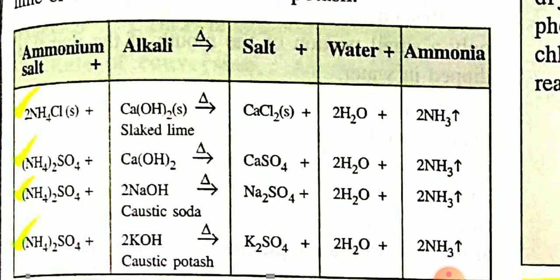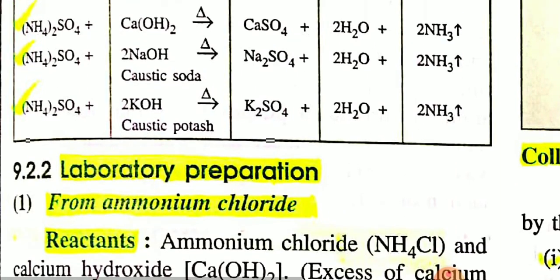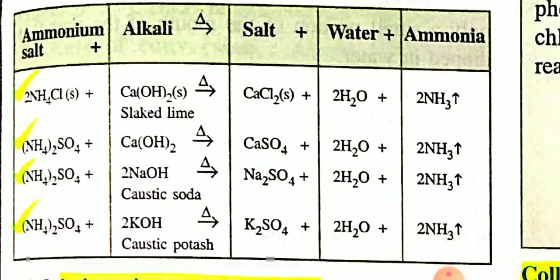Similarly, when ammonium sulfate, (NH4)2SO4, is heated with calcium hydroxide, slaked lime, you will get calcium sulfate plus water plus ammonia. When ammonium sulfate is heated with sodium hydroxide solution, NaOH, you will get sodium sulfate, Na2SO4, plus water plus 2NH3, ammonia gas. And when ammonium sulfate is heated with caustic potash, KOH, you will get potassium sulfate, K2SO4, plus water, H2O, plus ammonia. These are common preparations of ammonia gas from ammonium salts.